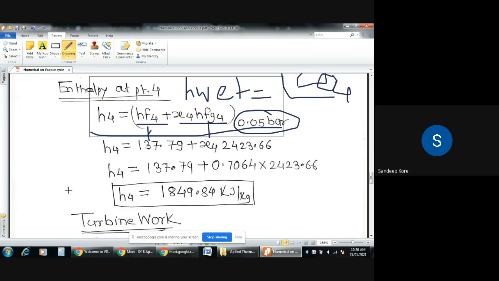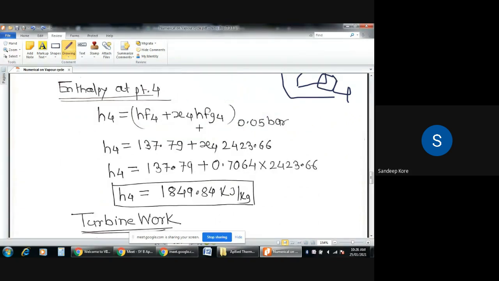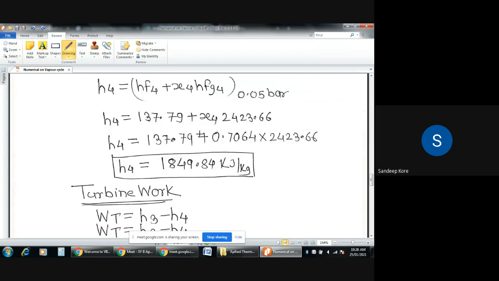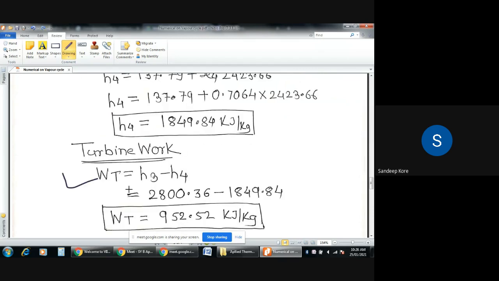So we can find out H4, that is 1849 kilojoule per kg. So this is the enthalpy at point 4. And after getting enthalpy at point 4, we can find out the turbine work. WT is equal to H3 minus H4.